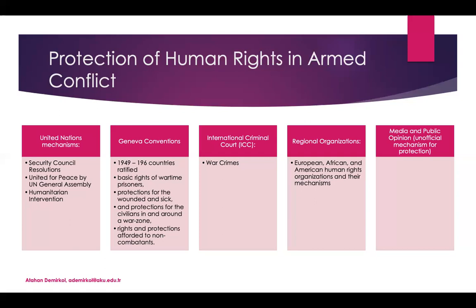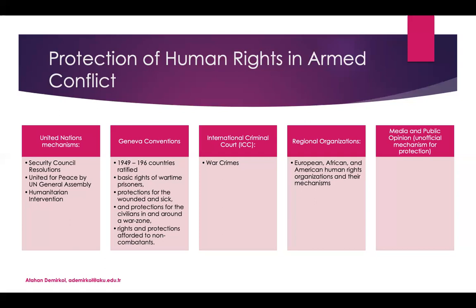And there's another mechanism, the International Criminal Court for war crimes. We have seen it several times in history, and it's the court that judges war crimes. That's another important human rights protection mechanism at the international level. And there are also regional organizations like the European, African, and American human rights organizations, and they have their own mechanisms for protecting against human rights violations in armed conflict.